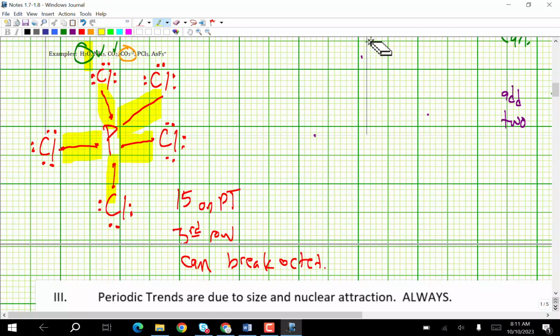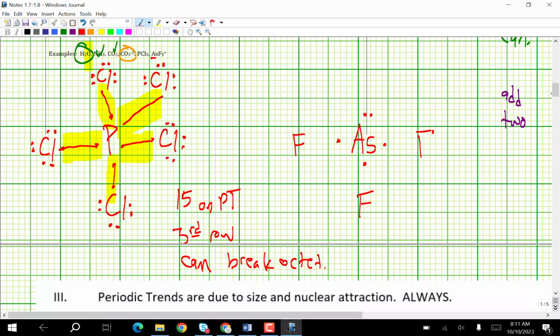Let's do our old friend AsF5. What goes in the middle? Least frequently occurring one, arsenic, As. Arsenic has 5 valence electrons, F. Does arsenic have 5 valence electrons? Let me find a little periodic table here. Arsenic has 5 valence electrons.